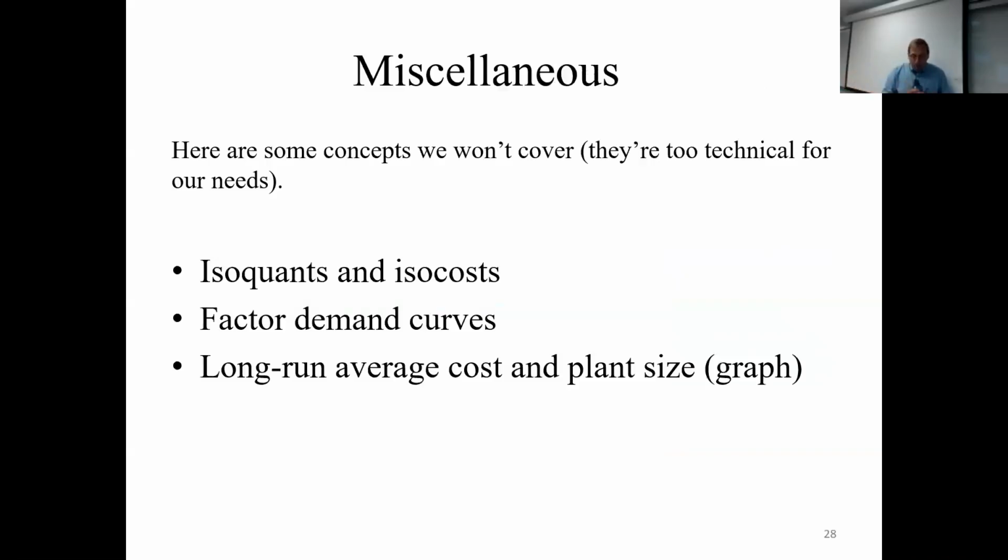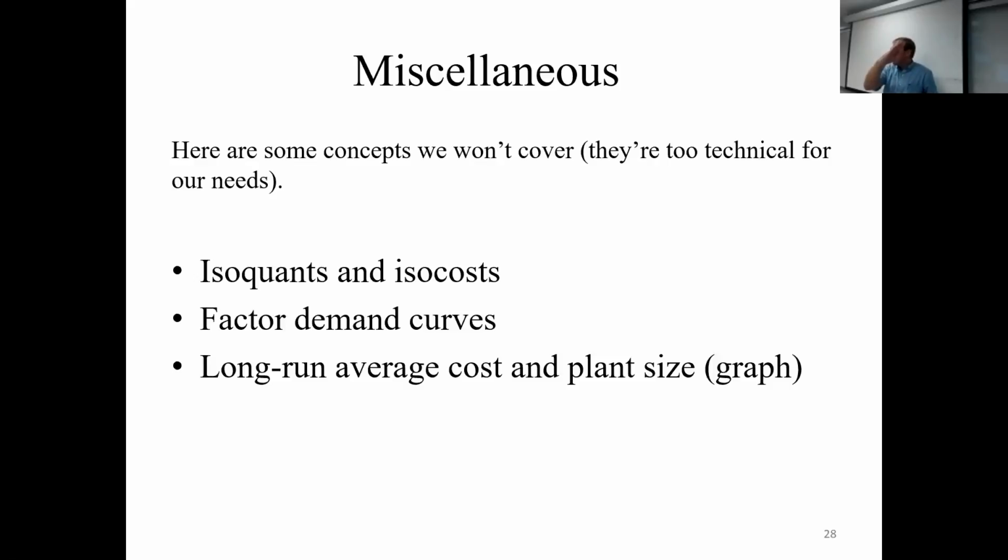The first one is isoquants and isocosts. That's the exact same principle as the utility curve. So in your utility, you've got a budget line, and then you're going to maximize your utility. If you have two factors of production, labor and capital, you're going to have a budget line.